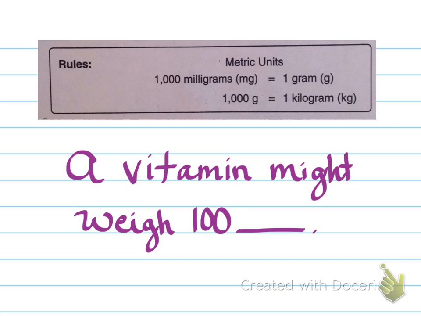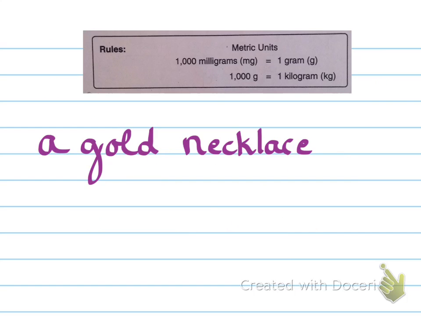Another practice problem. A vitamin might weigh 100 milligrams, 100 grams, 100 kilograms. What do you think? Milligrams. A vitamin might weigh 100 milligrams. Good job. Some more metric weighing. So, metric units. A gold necklace. What would you use to measure a gold necklace? Would you use milligrams, grams, or kilograms? Grams. You would use grams to measure a gold necklace.